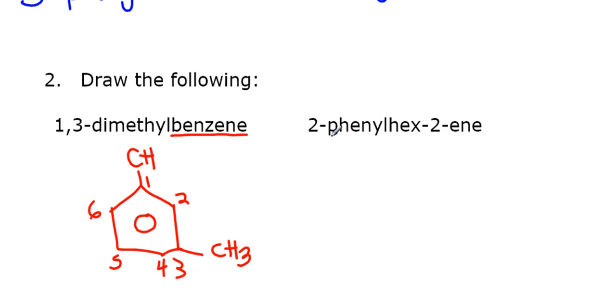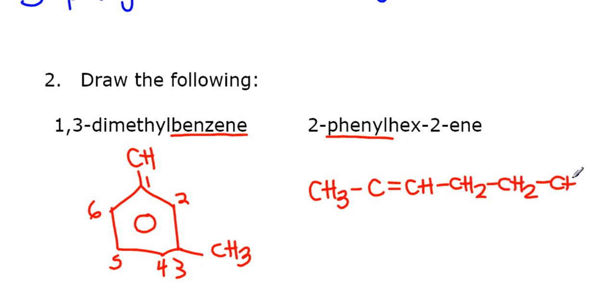Next, 2-phenylhex-2-ene. I see here phenyl is a branch. I've got a 6-carbon chain, so I'm going to draw that first. CH3, C, double bond. I put that in, there's 6. And I have to put my branch on here, which is why I left that open, so I can put my branch in. Point it down, point it up, doesn't matter. So, hopefully that helps you learn a little bit more about some other types of hydrocarbons and introduces the idea of isomers.